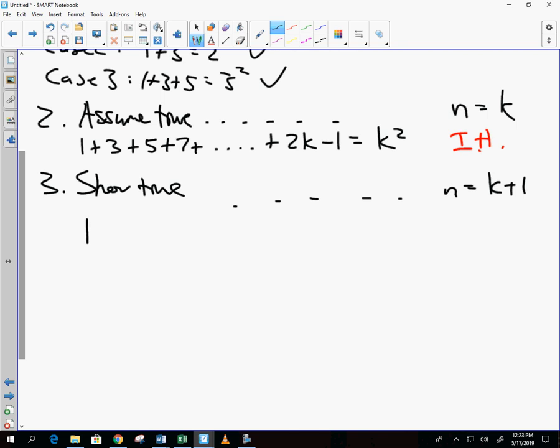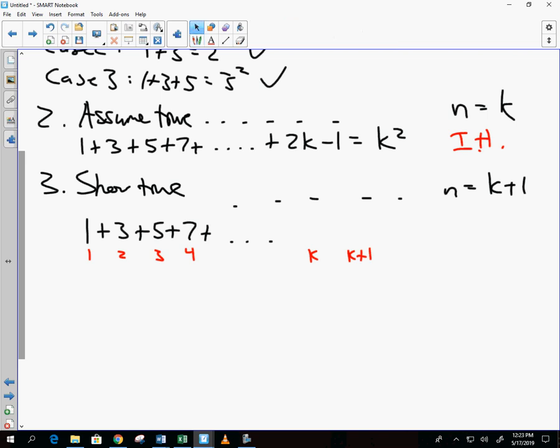So I start off the same way. 1 plus 3 plus 5 plus 7 plus dot dot dot. And I want to be clear, this is the first term. This is the second term. This is the third term. This is the fourth term. You're also going to write the kth term and then the k plus 1 term. What is the kth term? 2k minus 1. And then, what is the k plus 1 term?